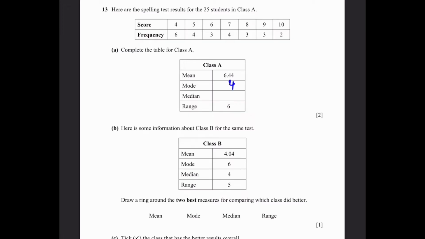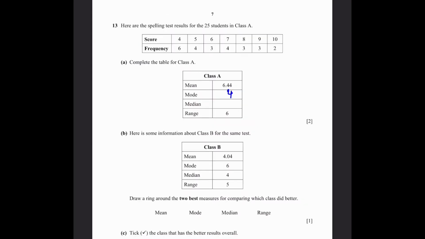So mode is 4. Now for the median, first we take the median of 1 and 25. The median will be 13 because 1 plus 25 by 2 is 13.